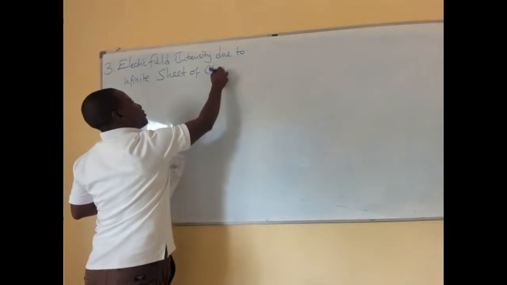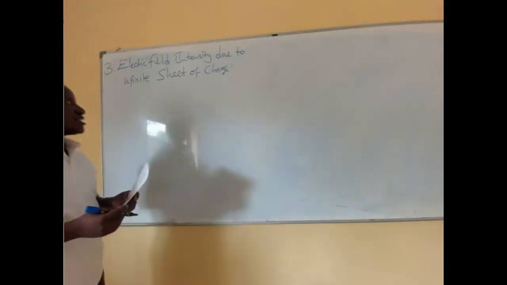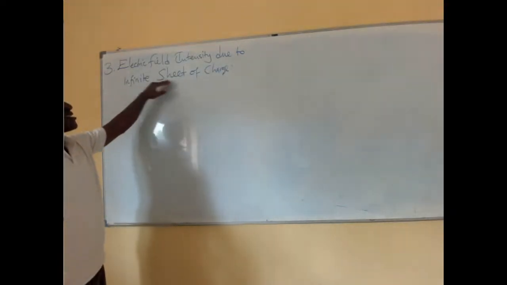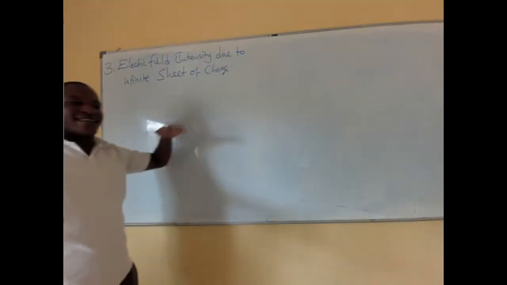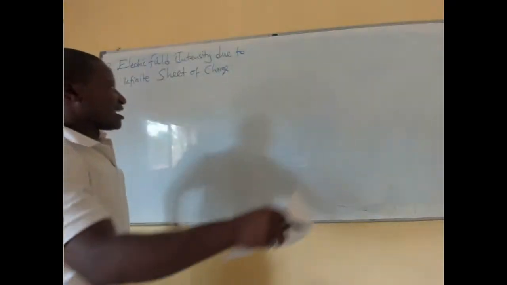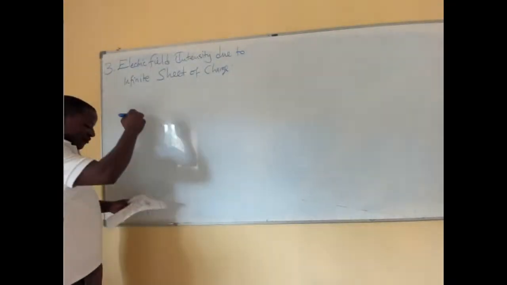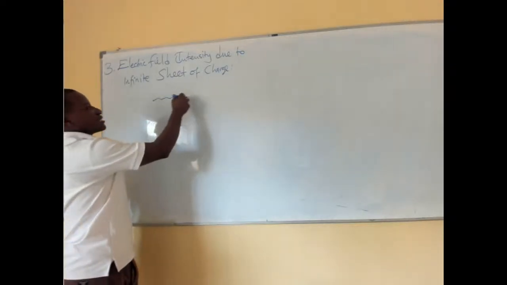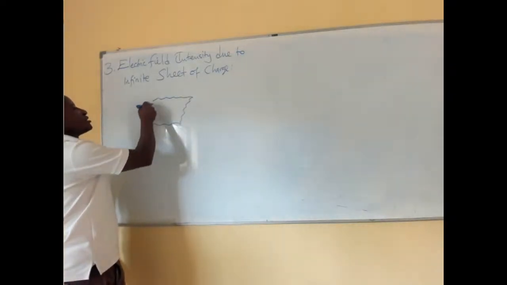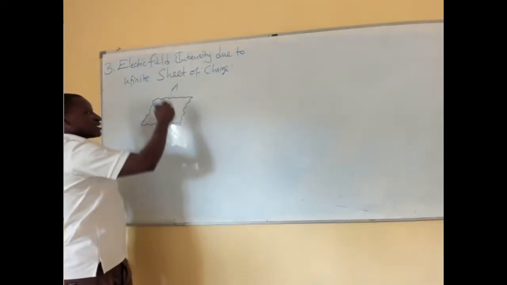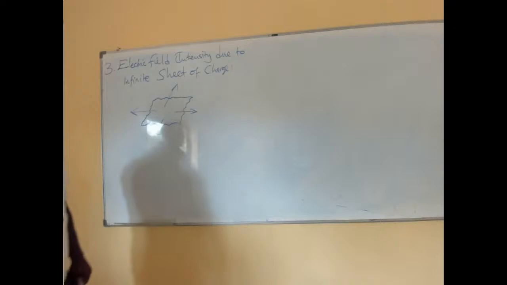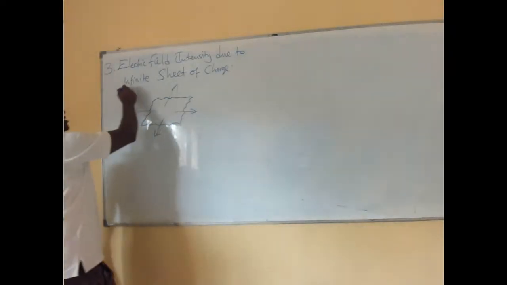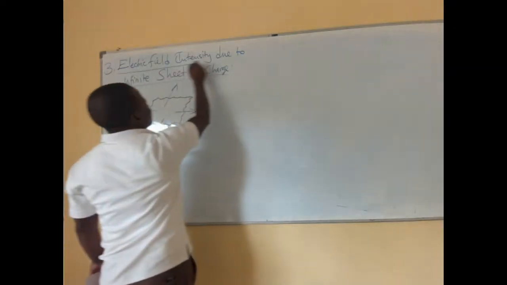Infinite. Remember, we were looking at a line charge. Now we want to look at a sheet of charge, which is also infinite. This side is going to infinity, the other side is going to infinity, and the other side too. So how do we resolve such a case? This is the third example that we have to look at.